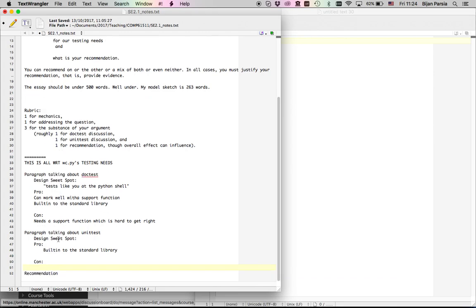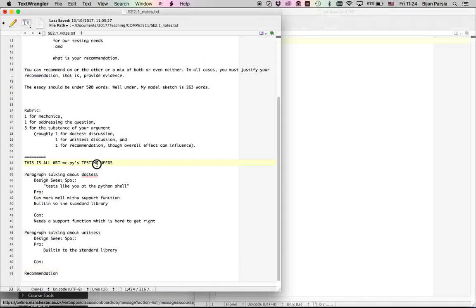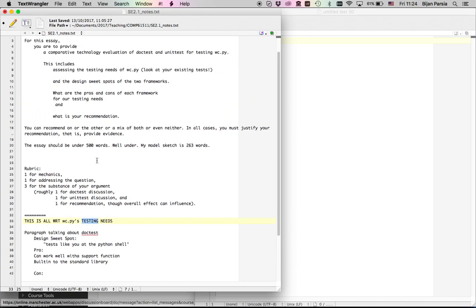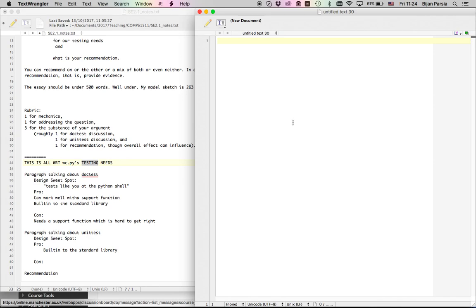So after I have my outline, I have notes towards the outline, then I sit down and start to write. And I go to a separate window for this because I don't want my notes to be mixed up. And remembering, hey, this is all about the testing needs, and I need to do this comparative technology evaluation, I can start to write it. So something like: the doctest framework has the following general advantages.